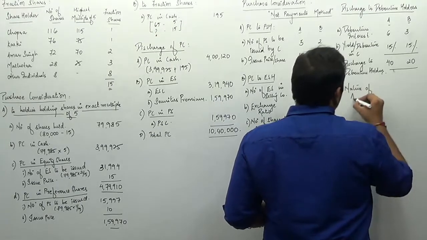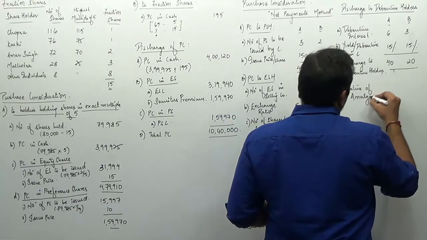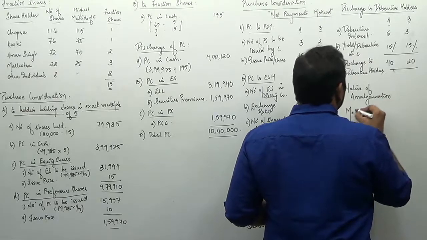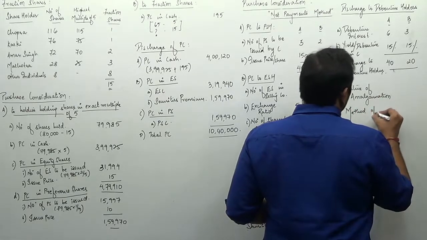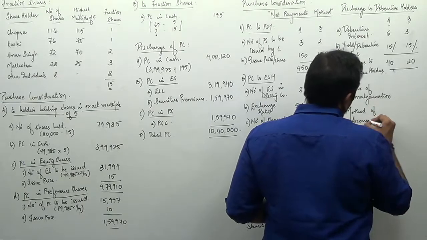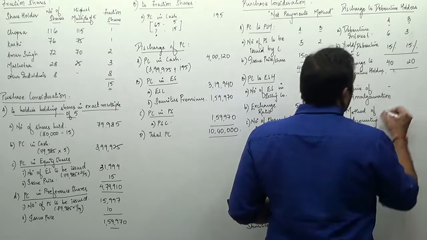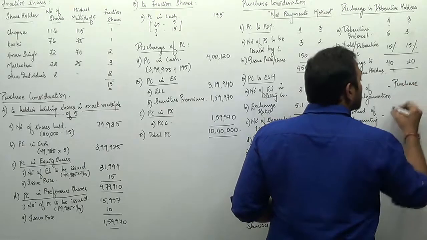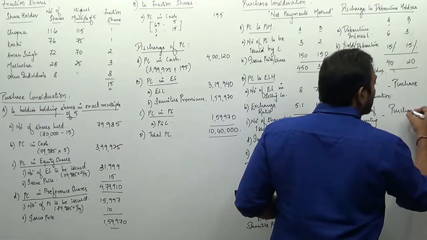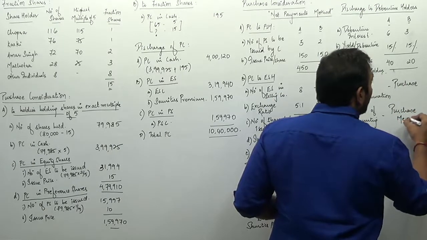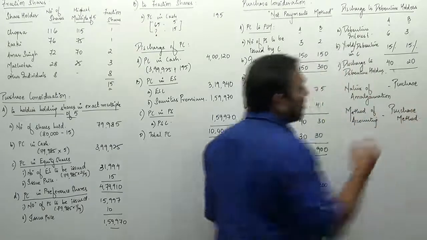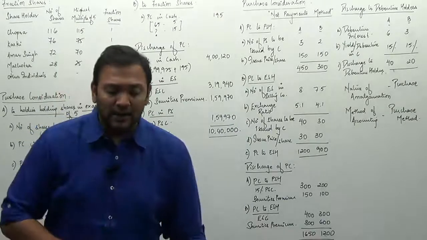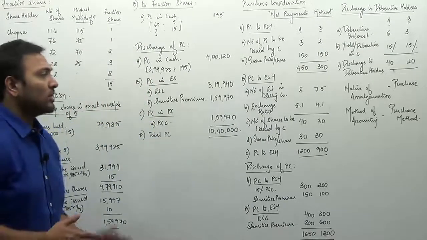Second step is identifying nature of amalgamation and identifying the method of accounting. Nature of amalgamation is purchase because there is a change in the value of debentures. You are not taking debentures at their book values. Book value of the debentures were 60 and 30. You are discharging them at 40 and 20. So there is a change in the book value. So it is a purchase method.